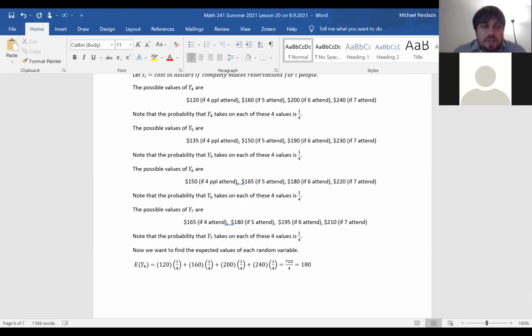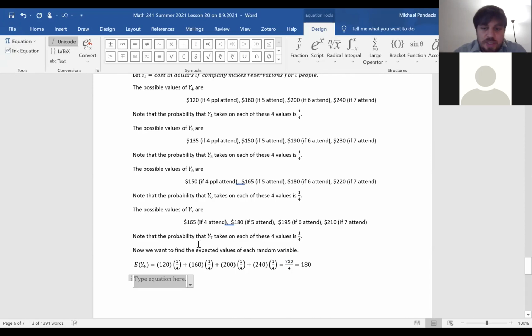Okay, so you'd expect that if you kept doing this, thousands, millions of times, this situation on average, they would have to pay $180 if they made 4 reservations in advance, if this situation happened a really large number of times.